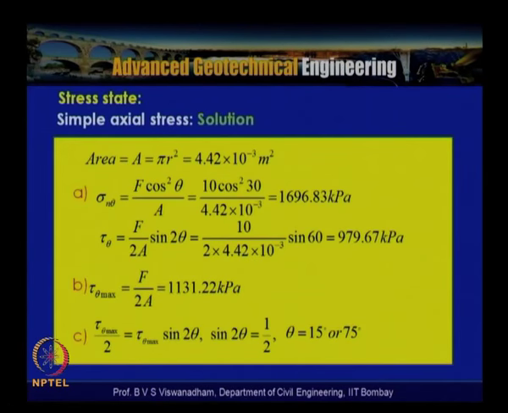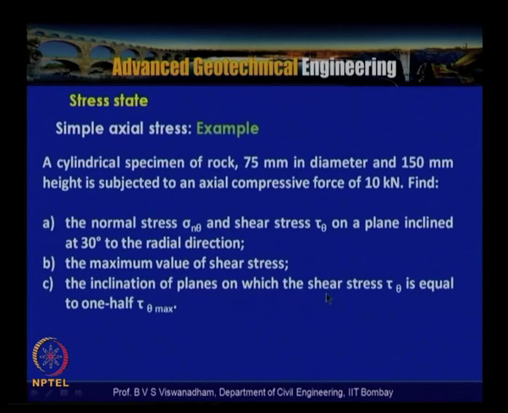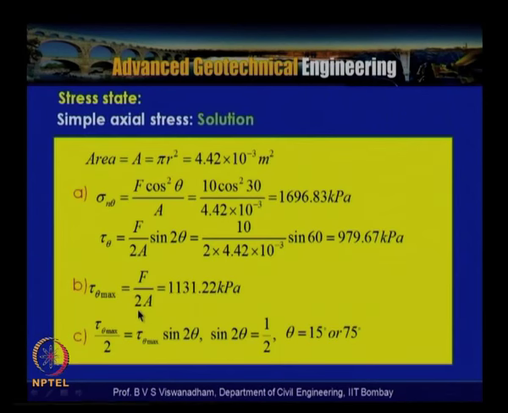So tau theta max by 2 is equal to tau theta max sin 2 theta. So with that we get sin 2 theta is equal to 1 by 2, which is nothing but theta is equal to 15 degrees or 75 degrees. This is the inclination, 15 degrees or 75 degrees, of the planes on which the shear stress tau theta is equal to one half of the tau theta max.